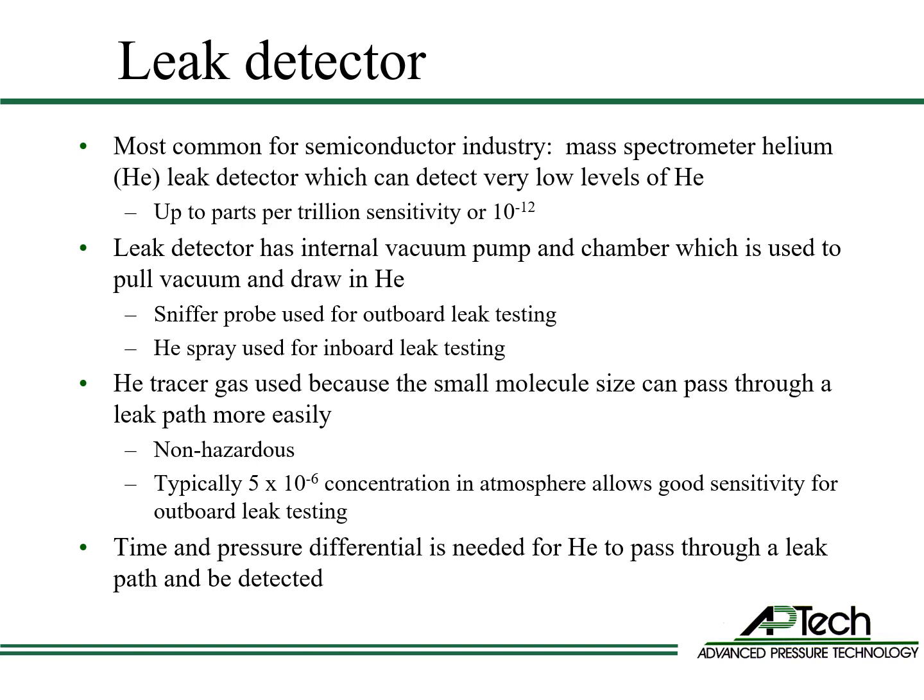Helium is used as the tracer gas because its small molecule size passes through leak paths more easily than larger molecules. Helium is also non-hazardous and has naturally low concentrations in the atmosphere, typically about 5 × 10⁻⁶. This allows for good sensitivity when leak testing for an external leak into atmosphere. Time and pressure differential are needed for the small volumes of helium to pass through a leak path and be detected.